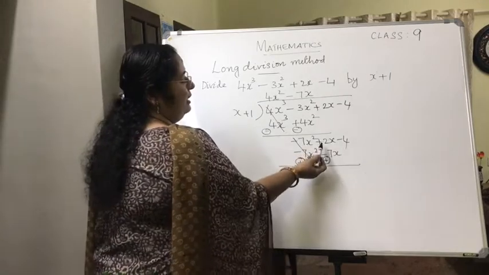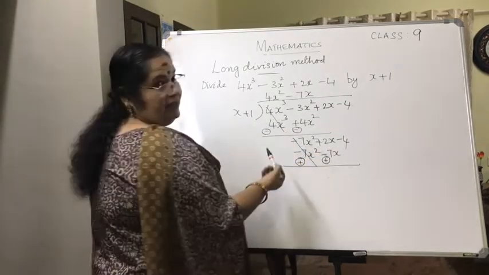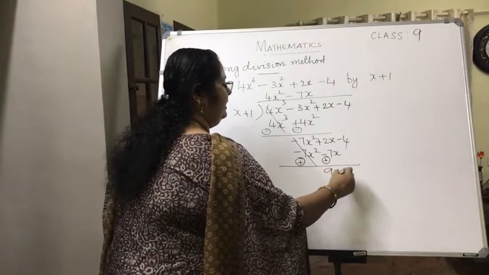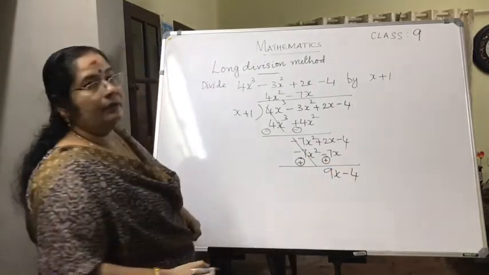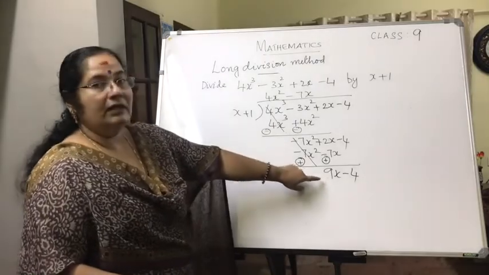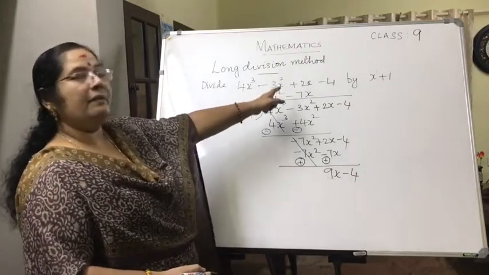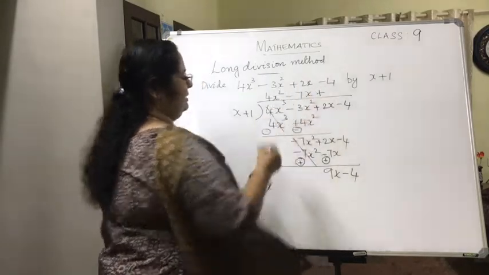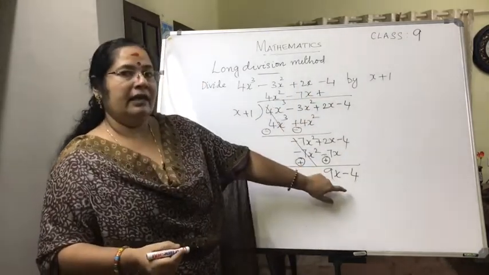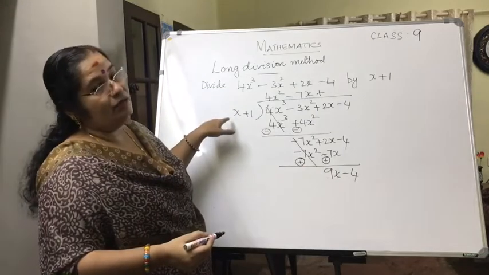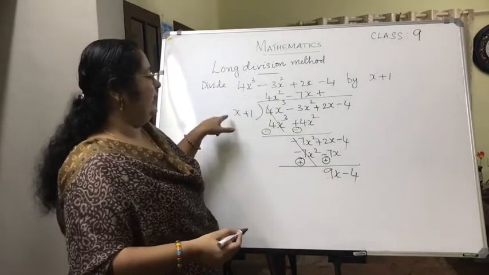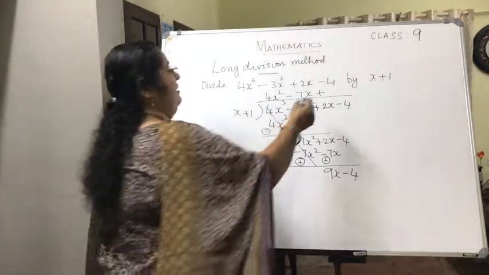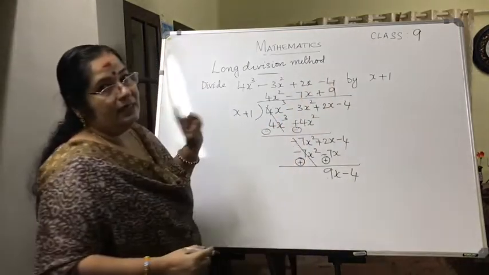What remains? 2x plus 7x. 2 plus 7, 9. So this will be 9x minus 4. What is the sign over here? Positive. So the next term in the quotient would also be a positive term. Plus. What is here? 9x. This is x. So what you have to do? Multiply x with what so that you will get 9x? Multiply with 9. So the quotient, the next term is 9.